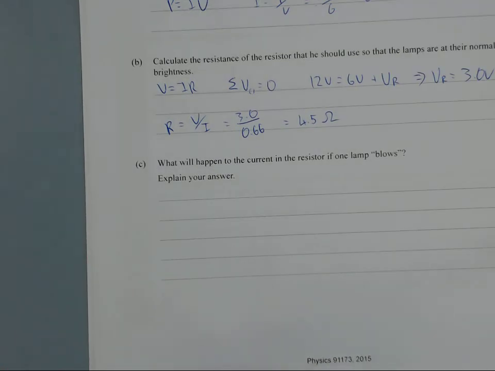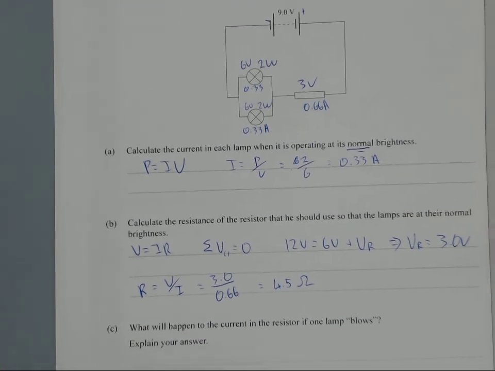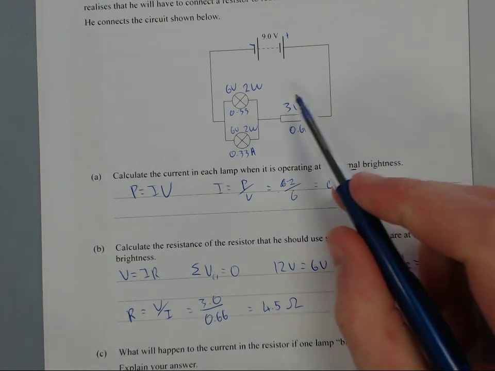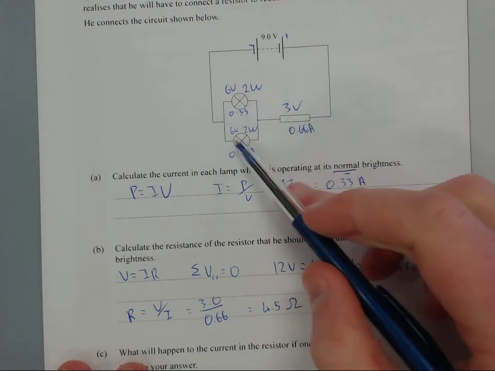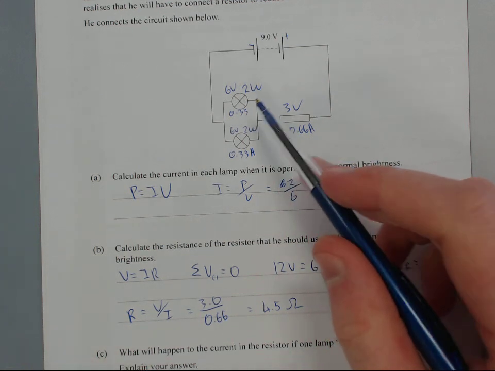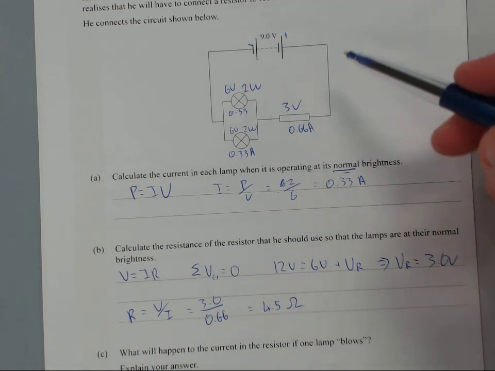Right, what will happen to the current in the resistor if one lamp blows? So if we look at the circuit, we have 2 paths for the electrons to travel down, which lowers the total resistance of the circuit, which means you can get more current flowing out of the battery.